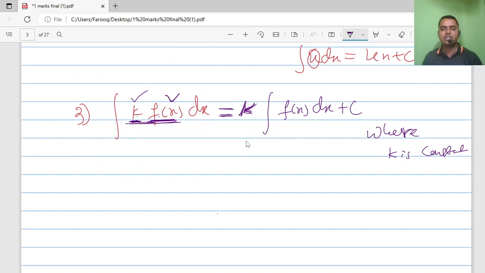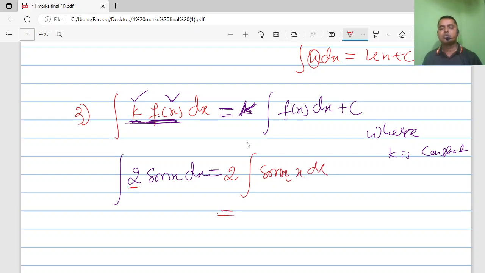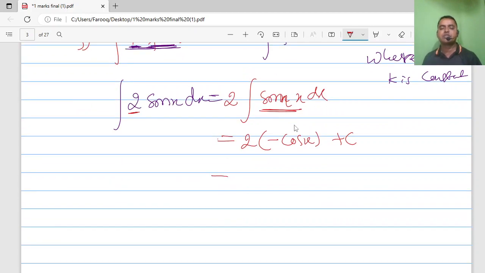Take down this example to get a clear idea about this rule: integration of 2 sin x dx. Here 2 is k. Keep 2 as it is and integrate sin x dx. As we did in the previous video, integration of sin x is minus cos x plus c. So 2 into minus cos x; I am writing the minus sign outside: minus 2 cos x plus c.